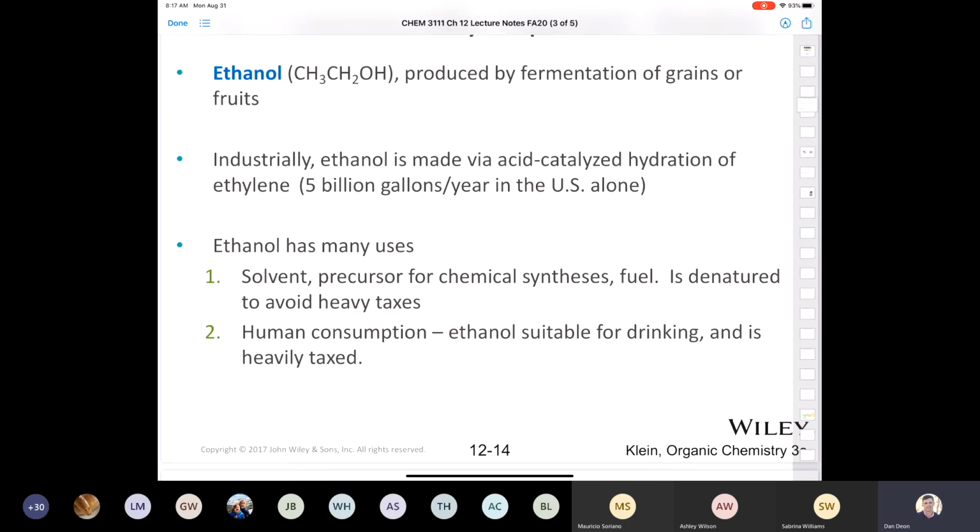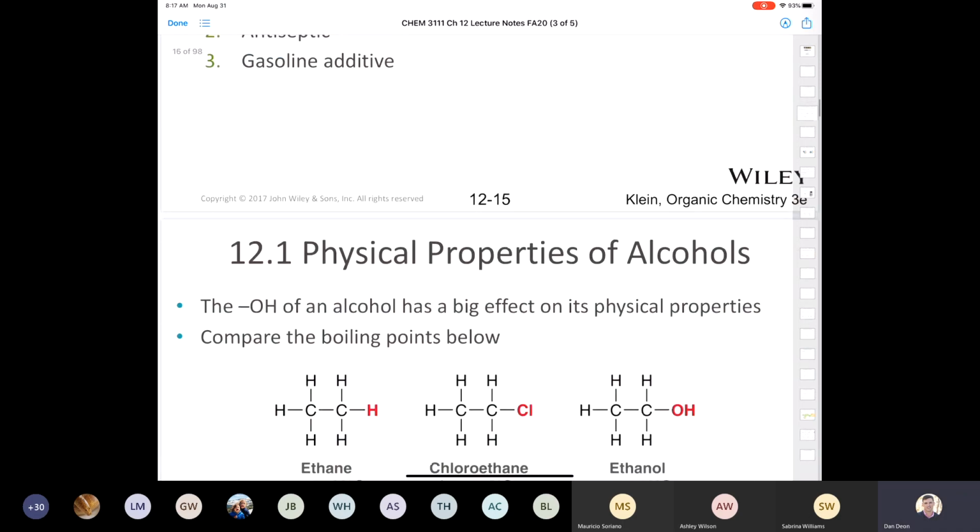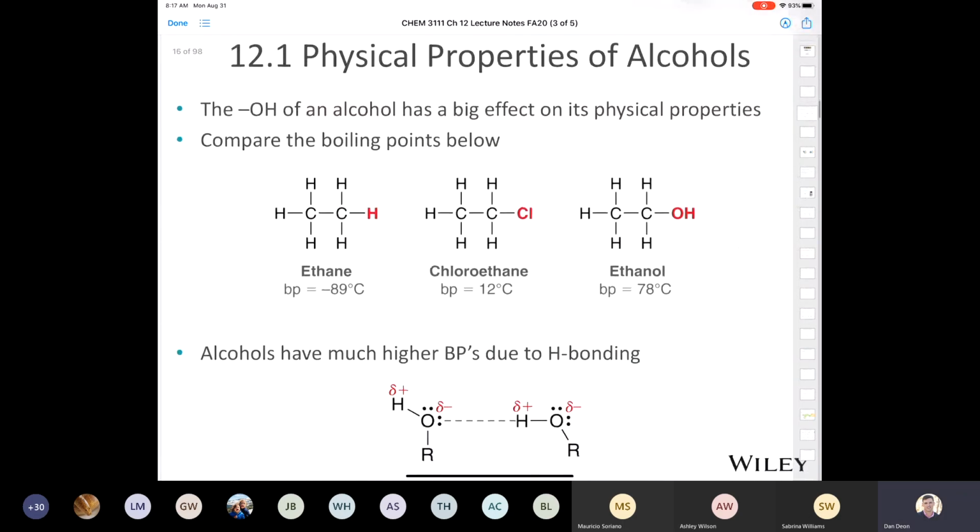All right, what else? Isopropanol. It says here isopropanol is rubbing alcohol. Anyhow, it's made from the acid catalyzed hydration of propylene, and propylene, of course, is propene. Isopropanol is poisonous. It's used as an antiseptic, and it has many other uses as well, solvent, and so on and so forth. All right. Let's talk about physical properties of alcohols.